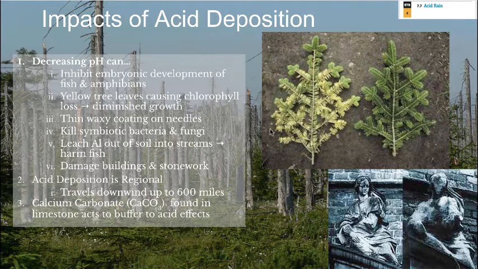One of the remediation effects we can use is calcium carbonate, which is found in limestone, to act as a buffer. So if waterways are too acidic, we can add limestone to it. If the bedrock is already naturally a limestone type bedrock, that tends to naturally buffer out the impacts of the decreasing pH of areas that are affected.